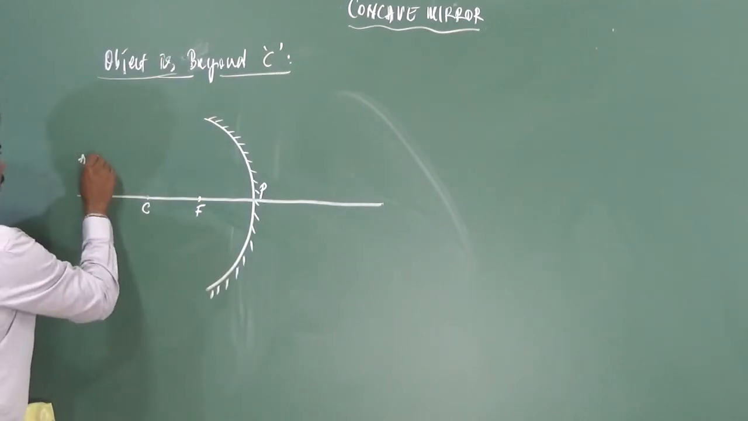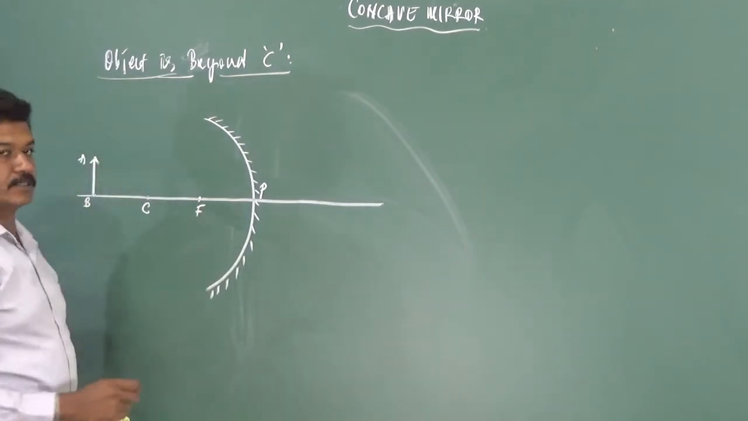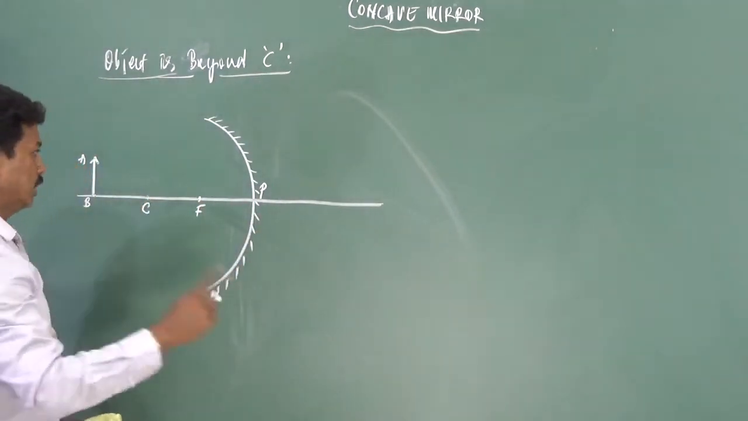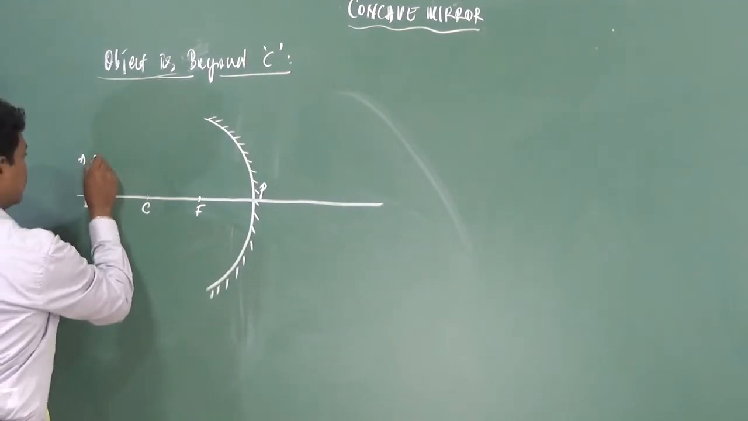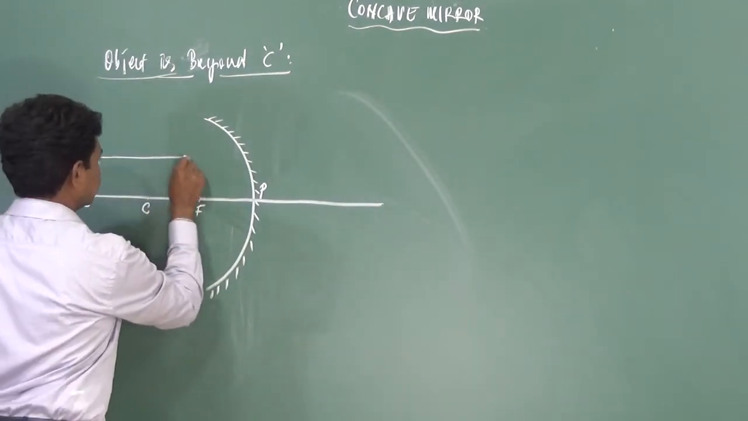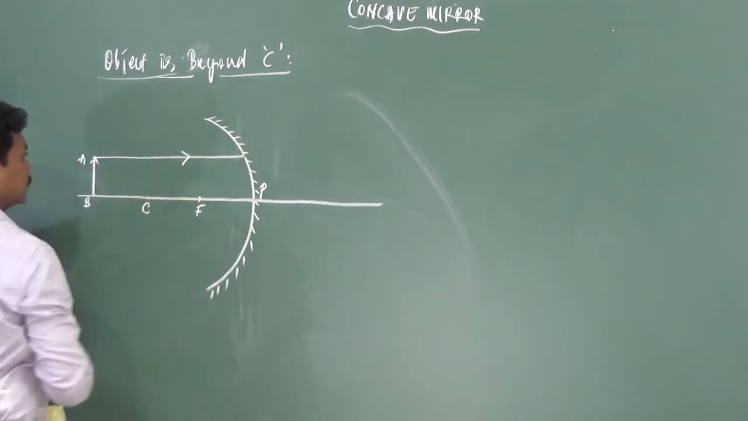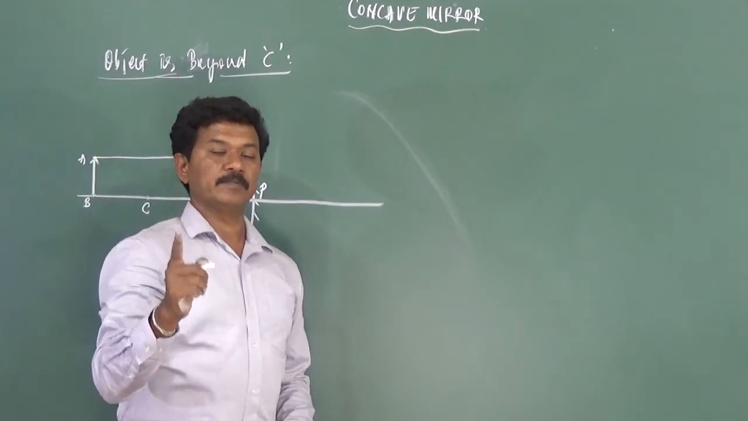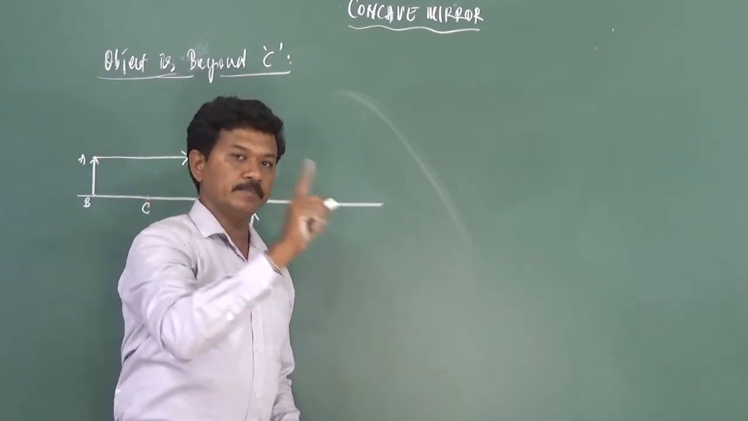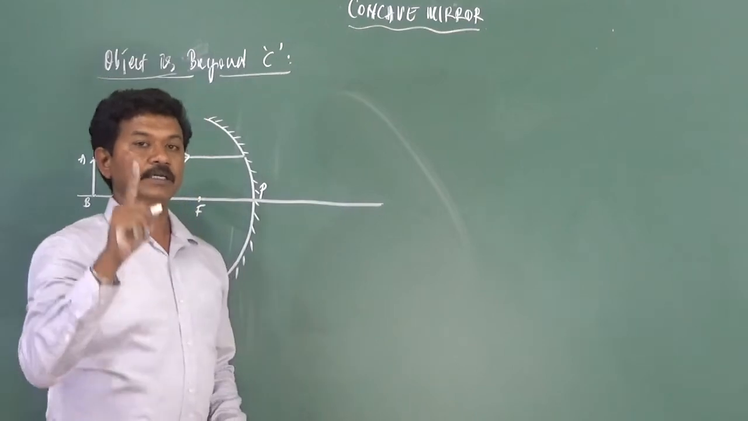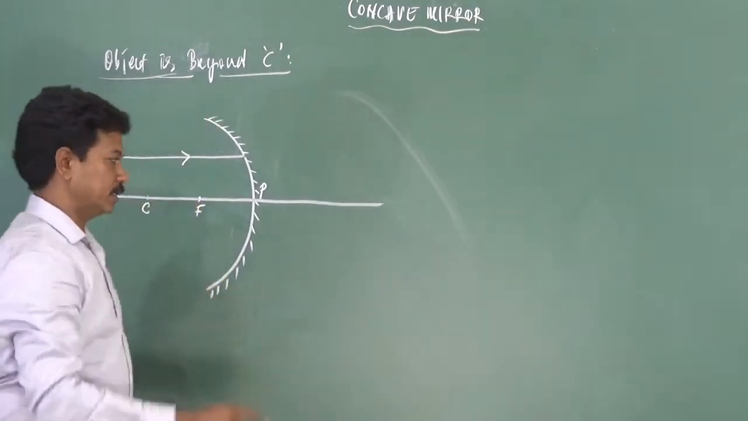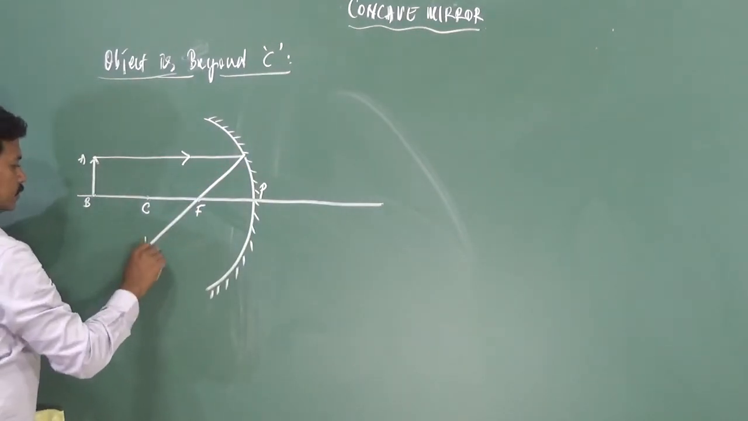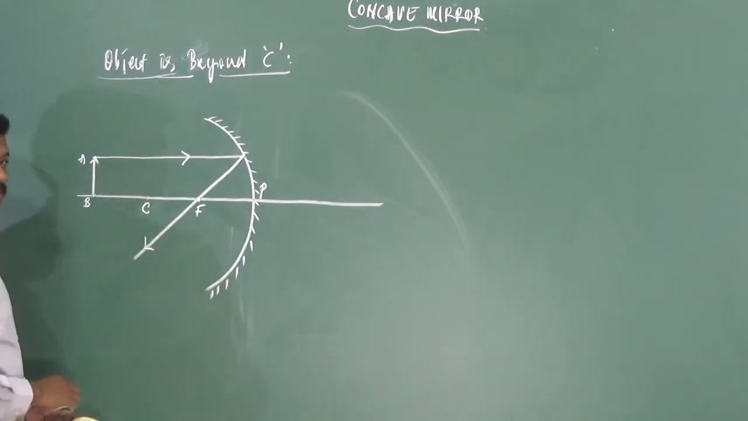Now let us take two light rays. To draw a ray diagram we need a minimum of two light rays starting from that point. One light ray we will take from point A, which is travelling exactly parallel to the principal axis. According to rule 1, when the light ray starts travelling from a point parallel to the principal axis, after reflection it should pass through the principal focus. So this is the light ray which is passing through the principal focus.